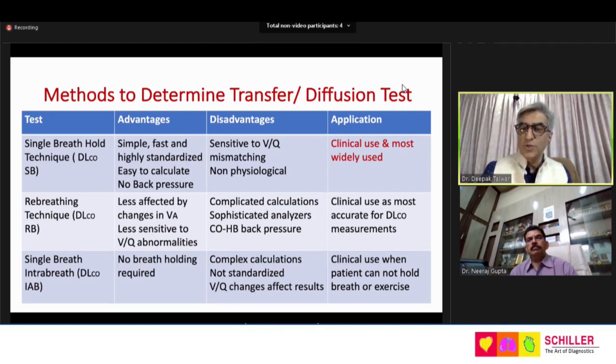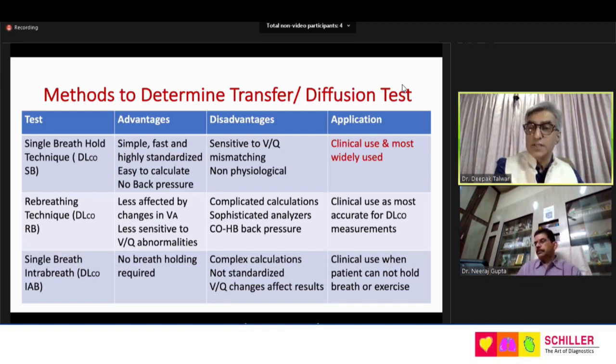It is in clinical use, but only when the patients cannot hold their breath or you want to do it during exercise. So it's a physiological test because you perform it during normal breathing, but it's not standardized. I think the biggest disadvantage is it's not yet standardized. However, if you order the body box and the diffusion studies test along with it, there may be a component of intra-breath test also included, where you can do single breath. You can also do intra-breath depending upon your patient's condition. So if your patient's condition is not good, you can go ahead and do an intra-breath test.